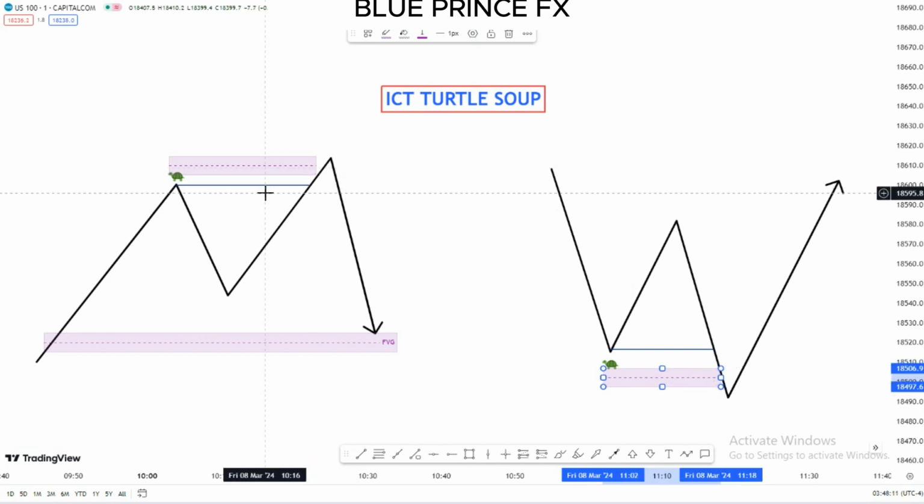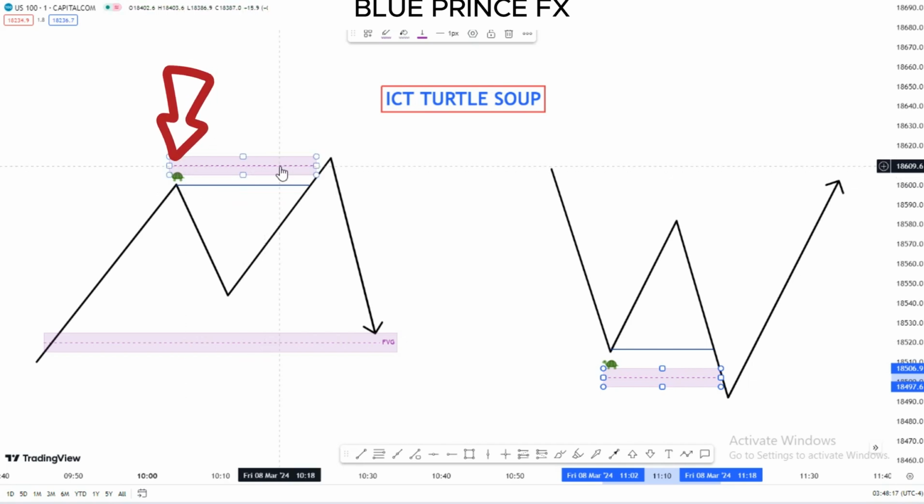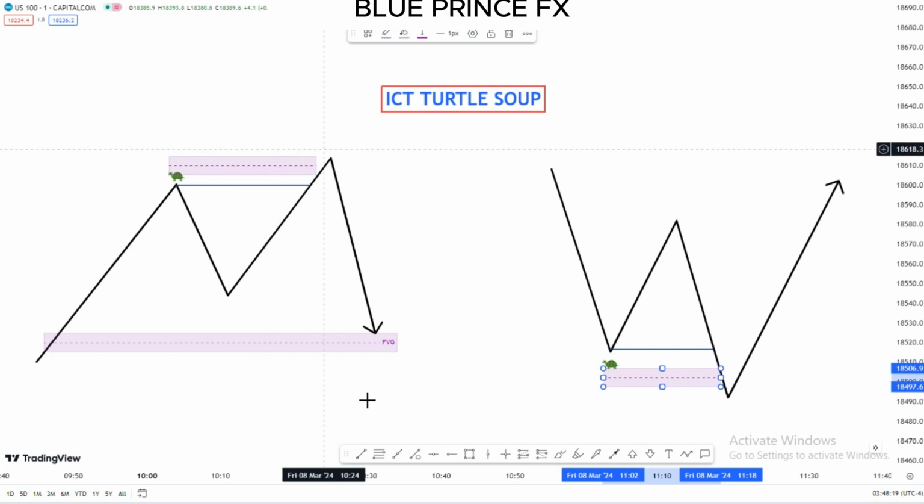Same as here, when your bias is bearish and you expect the market to be bearish and you see the market taking out a high and tapping into the buy side liquidity, then you take your sell, right? So that's the theory part of the turtle soup. Let's go to the market and look at a few examples.